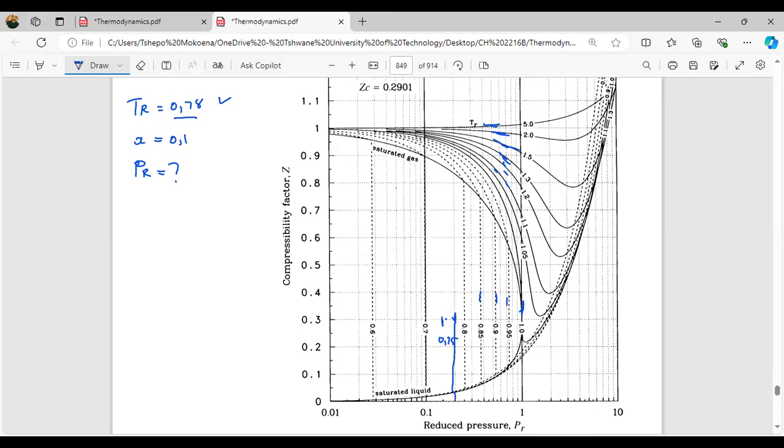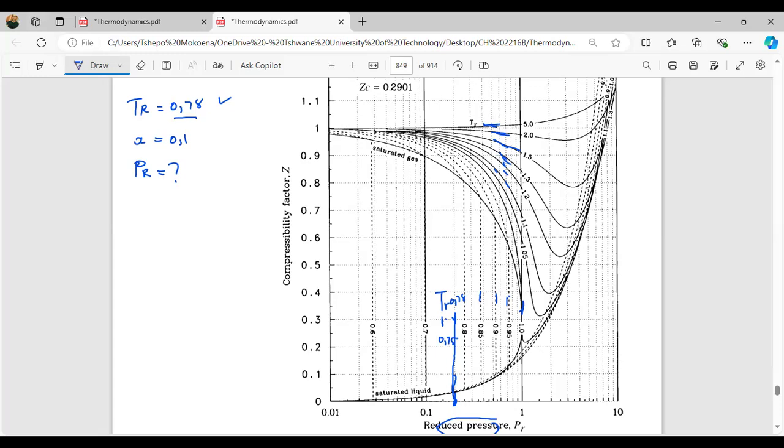So now, if it is on that line over there, it is my T reduced, right? These lines, they are all my T reduced. So my T reduced over here is 0.78. And then when I go down with my line, straight line, it's not straight, but make sure that you use your ruler. I'm going to have to read the pressure, which is PR, at this side. So what will be my PR at this side?